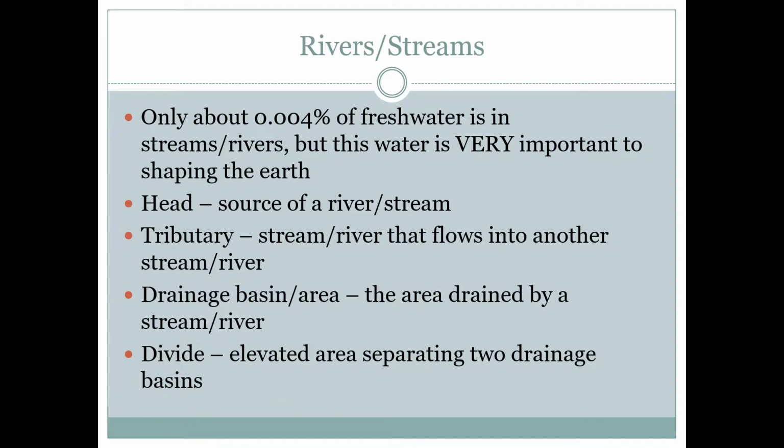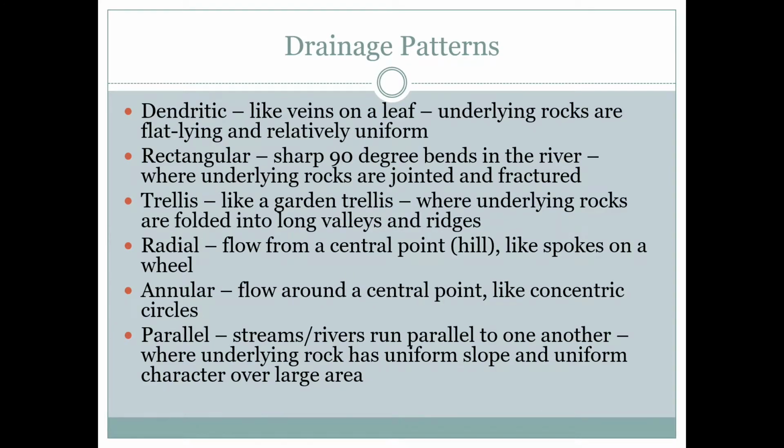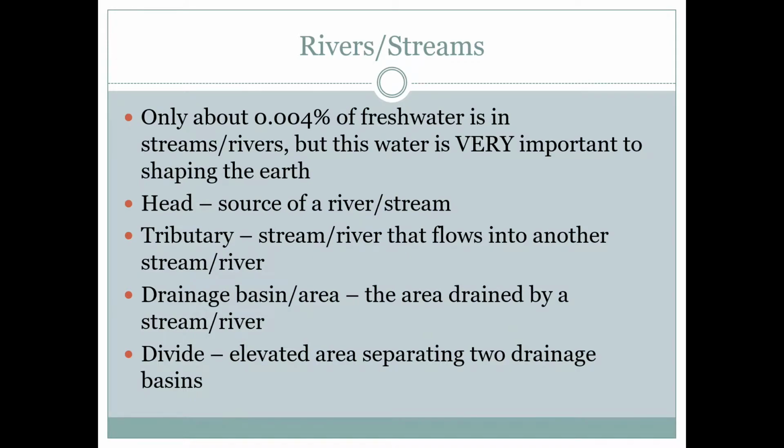A drainage basin or area is the area drained by a stream or river. Every stream or river drains a land area, and that land area is called the drainage basin. And a divide is an elevated area separating two drainage basins. Okay, and you can read more about that and see some diagrams, hopefully, in your textbook. I'm not going to stick on this point very long, because we've got to keep going.